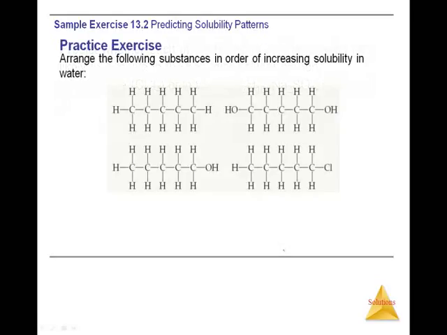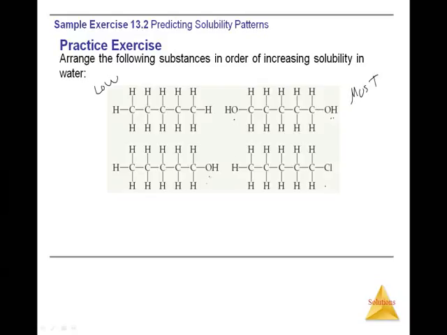Alright, let's also arrange the following substances in order of increasing solubility. Okay, so the lowest solubility is going to be something that is totally nonpolar. So this is going to be the lowest, right? And the highest is going to be, let me see, so we've got two OHs here, we have just one OH here, and we have a Cl here. So I have two areas where the molecule becomes polar here. So this is going to be the most.